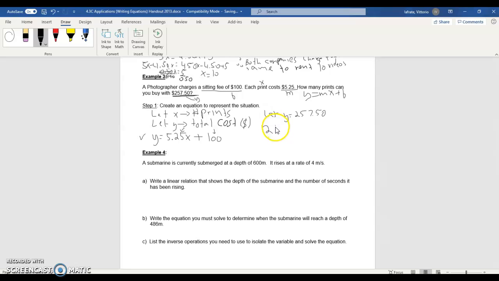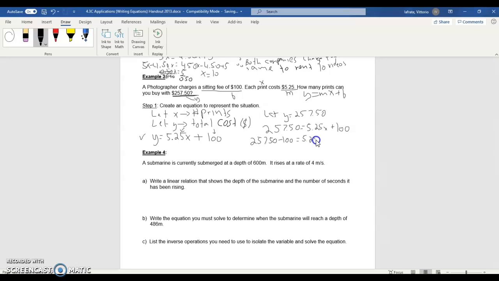So $257.50 is equal to 5.25 X plus 100, and now we're going to isolate and solve for X to find how many prints you can buy. So we're going to do our inverse operations here. So 257.50 minus 100, and the reason I'm doing that is because on the other side there was a 100, and I want to get rid of that to get the variable alone.